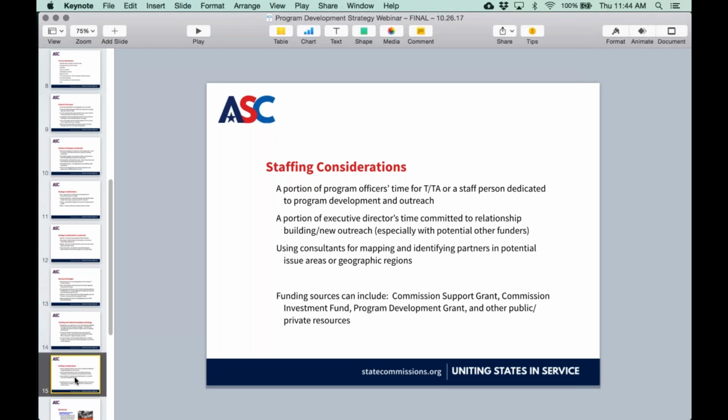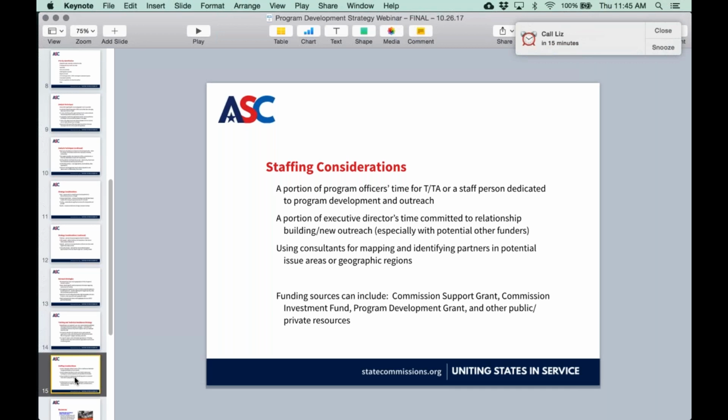And then also too, you may have other state or private resources that have been given to the Commission to focus in particular issue areas primarily. And again, those sources of funding could be helpful to you in kind of cobbling together your staffing strategy as well. So just something to think about with all of that.